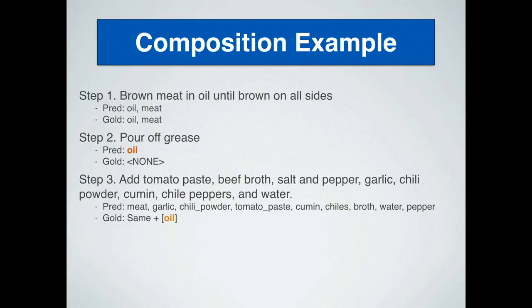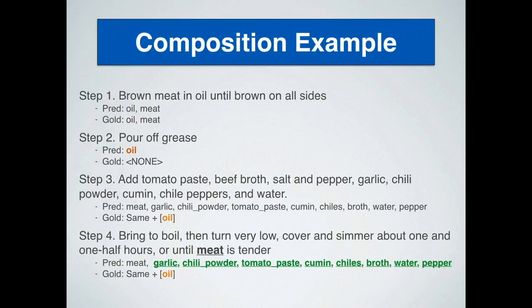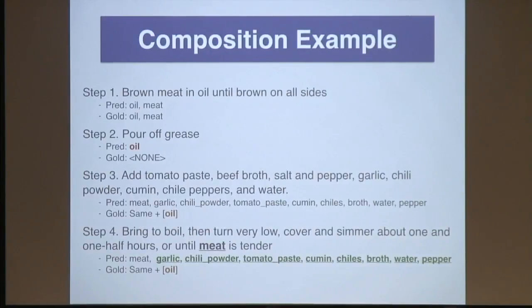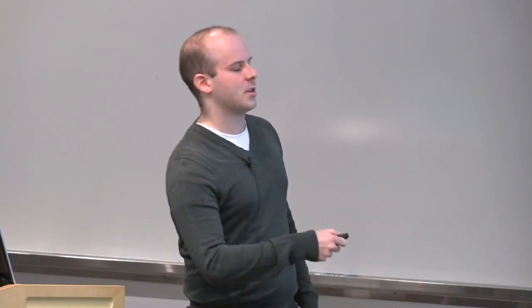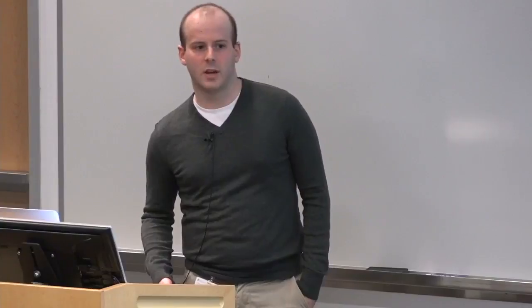Then in the next step, nothing particularly interesting. We predict all these directly named entities. But then the interesting part is in step 4, where the line is bring to boil, then turn very low, cover, simmer about 1.5 hours, or until meat is tender. Meat should be fairly easy to predict as an ingredient that's being used here. It's explicitly mentioned in the text. What's interesting is that we actually predict all of these other ingredients that were combined with the meat in the previous step. So it's actually managed to figure out that this is a composition of all these entities, and it predicts them all together at the same time.